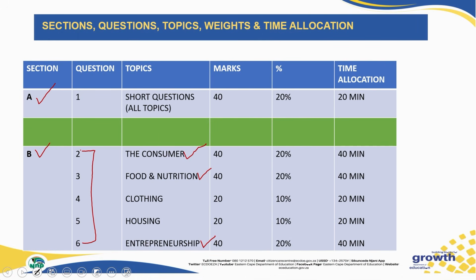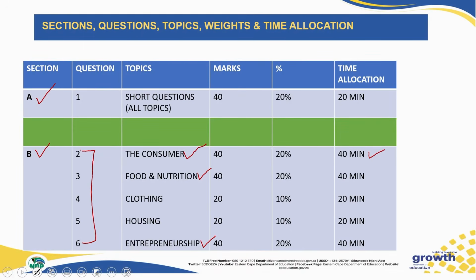In question 2, you'll be assessed on the consumer. Question 3, food and nutrition. Question 6, entrepreneurship. And the weight for each of the 3 questions is 20%. Time allocation is 40 minutes each.